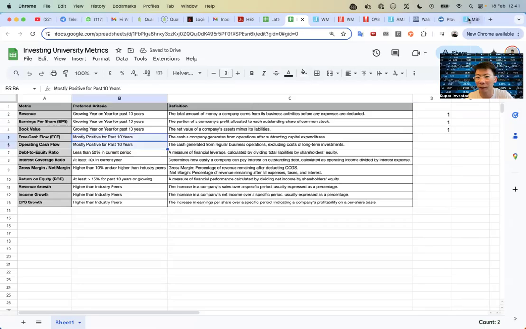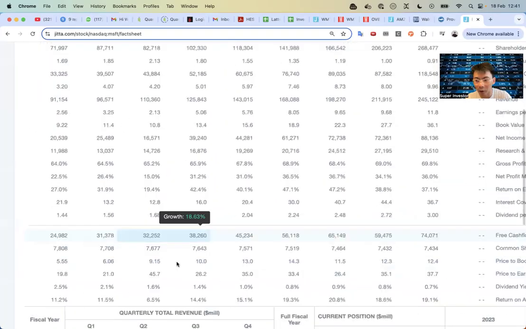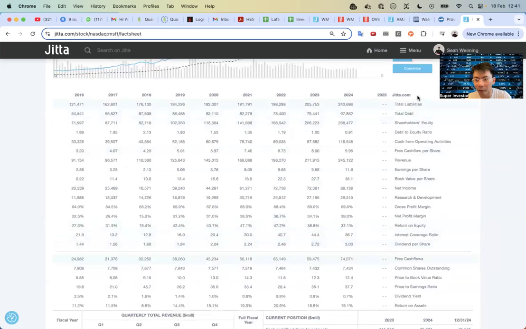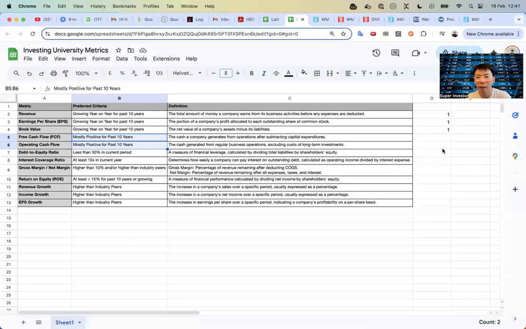Mostly positive for the past 10 years. Free cash flow, where's that? Free cash flow. Okay, it's here. Well, one look we can see is positive for the past 10 years and also operating cash flow from operations. Where is that? Here. Cash from operations. Yeah, it is both growing. So another couple of points. 1 point for Microsoft. Let's take a look at debt to equity and interest coverage.